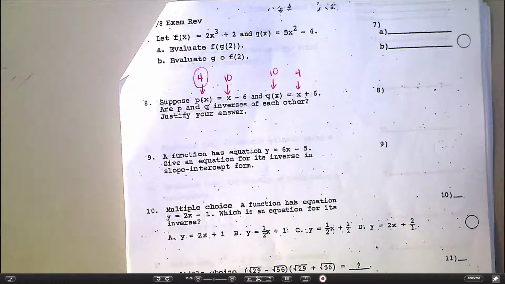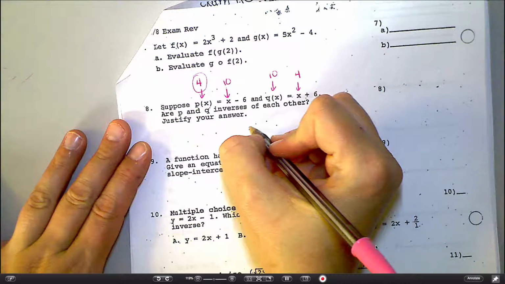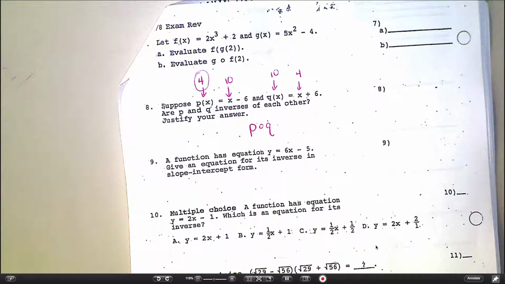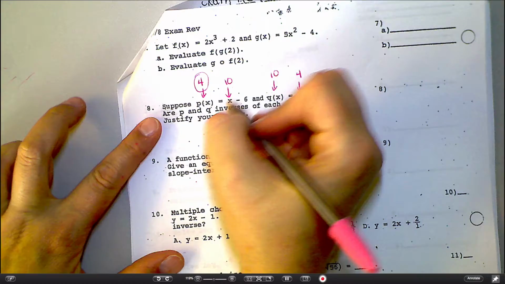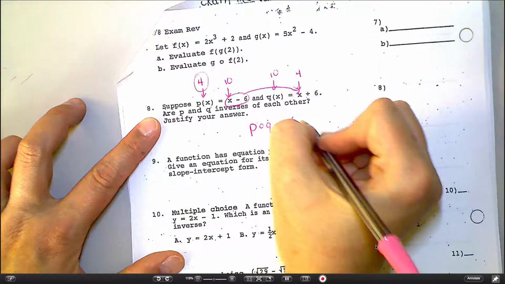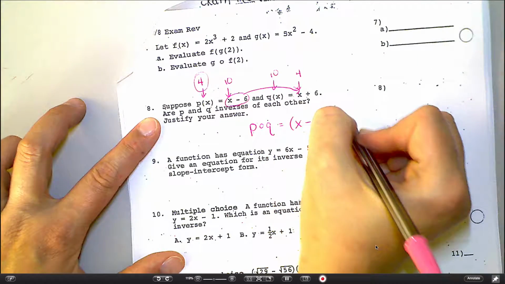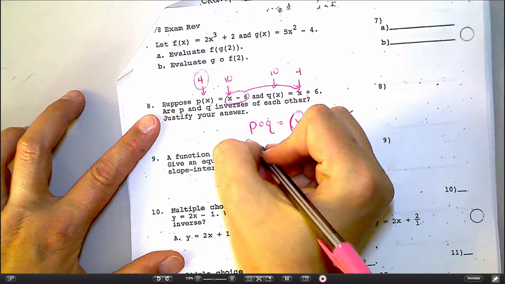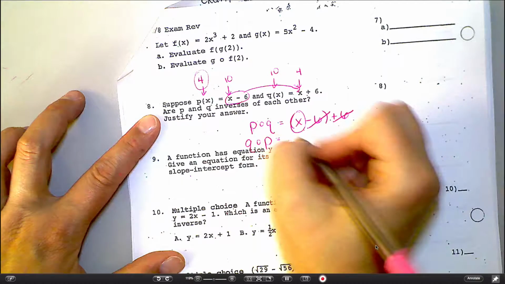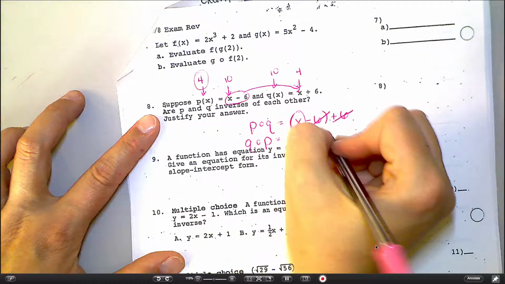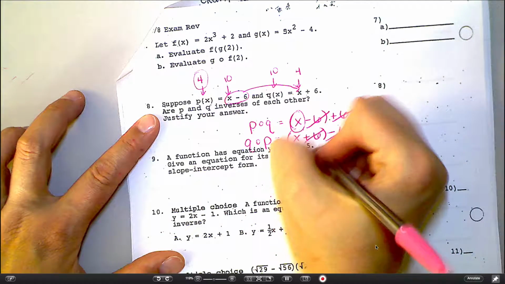The rule that we learned is if you do the composition, which is like when you do the p of q or the q of p, if you plug one into the other, it should cancel out and just equal x. So if I take x minus 6 and plug it in right here for x, I'd get x minus 6 plus 6. Do you see that your 6's cancel and you're left with just x? And then that would happen if you did it the other way too, right? Q of p, if I did x plus 6 minus 6, then those cancel and you're left with just x.